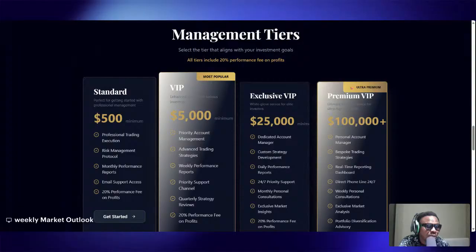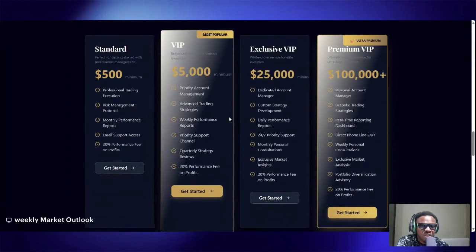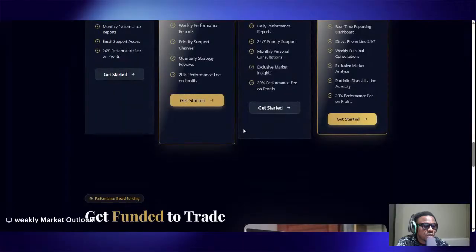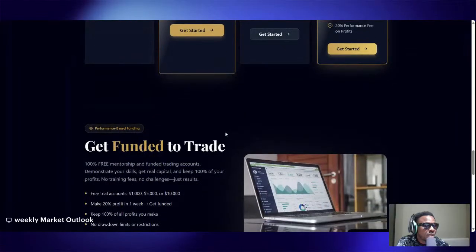We also have a VIP tier of $5,000. They will have an exclusive VIP of $25,000, and a premium VIP of $100,000. You can join me personally, because in the business model we try as much as possible to diversify it and guide you to get ahead.